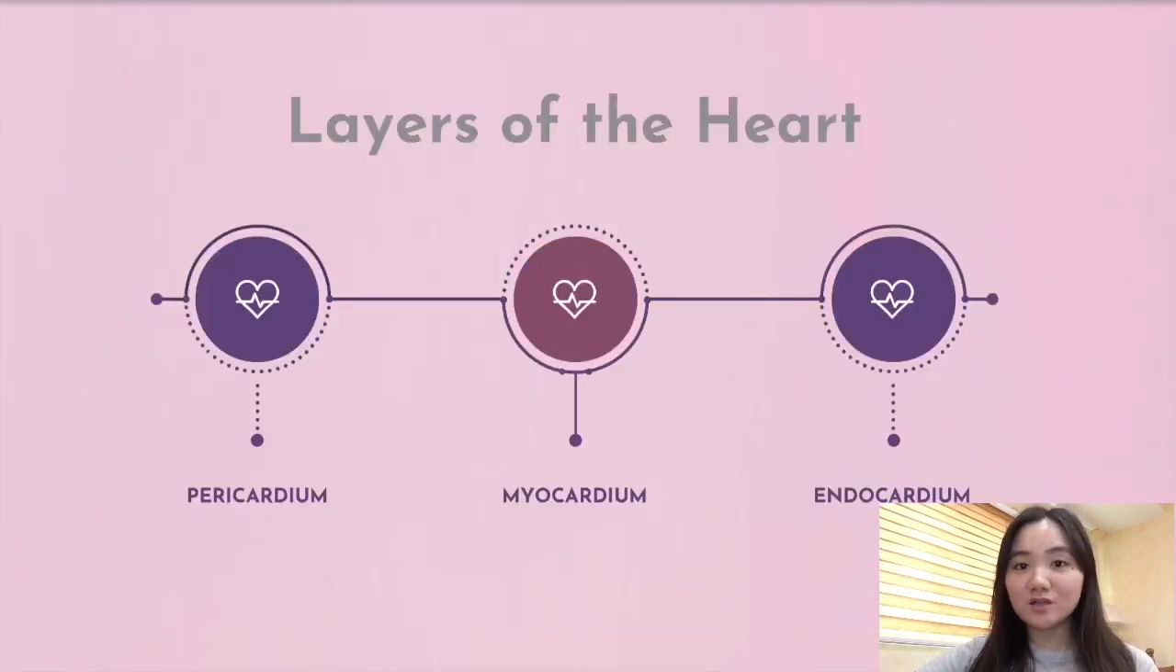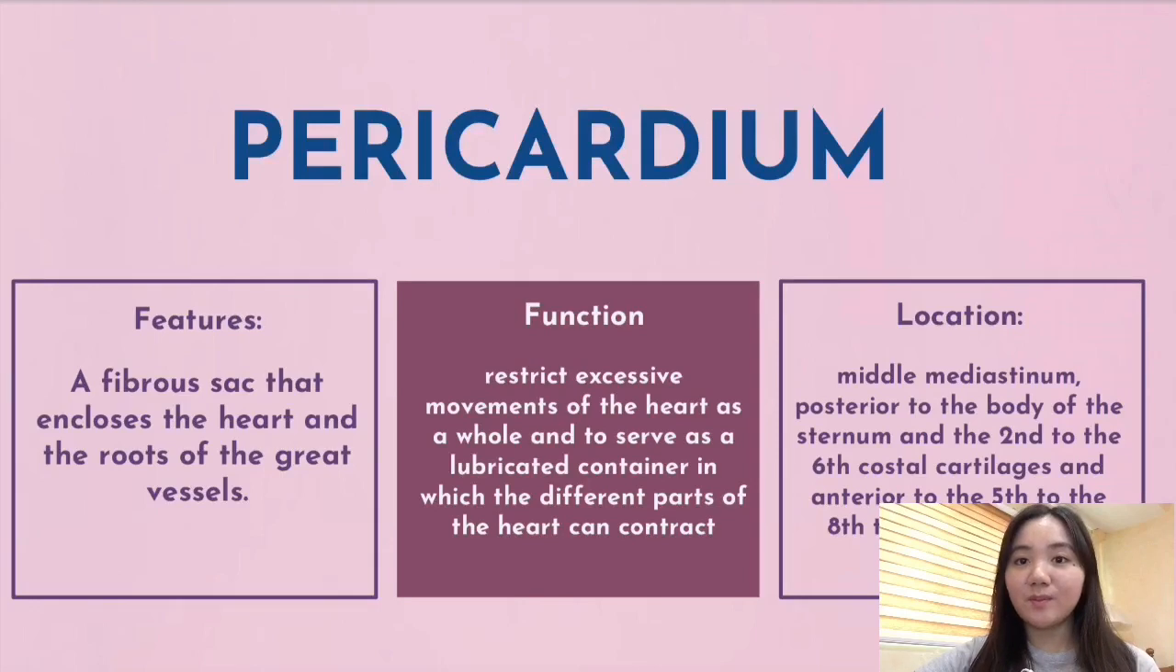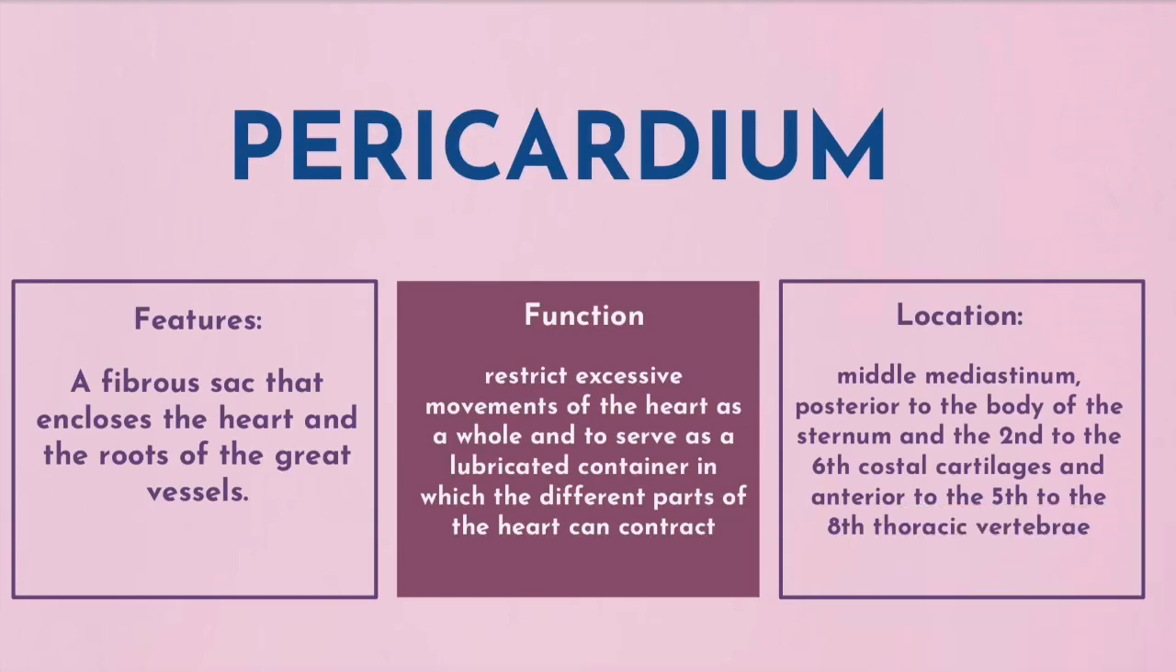So, first, let's talk about the main layers of the heart, which are the pericardium, endocardium, and myocardium. First up is the pericardium. The pericardium is a fibrous serous sac that encloses the heart and the roots of the great vessels. Its function is to restrict excessive movements of the heart as a whole and to serve as a lubricated container in which the different parts of the heart can contract.